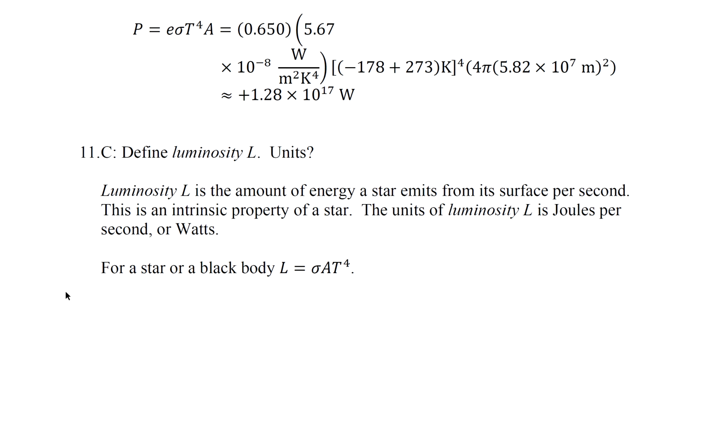Question 11. Define luminosity L. Units. Luminosity L is the amount of energy a star emits from its surface per second. This is an intrinsic property of a star. The units of luminosity L is joules per second or watts. For a star or a black body, luminosity is sigma A T to the fourth. So if you let luminosity equal power, that's power equals sigma A T to the fourth, which is exactly this equation here, except we're letting e equal 1.